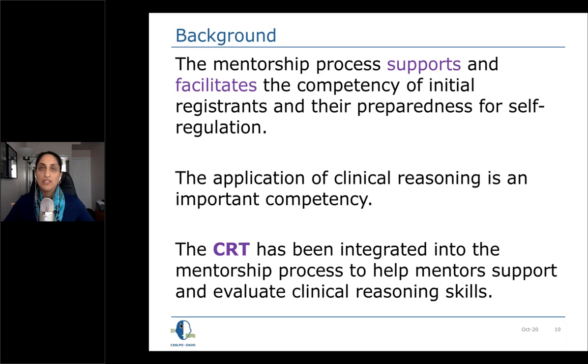We know that the application of clinical reasoning is an important competency. Up to this point, we haven't really been evaluating this competency, but now we have better tools to do so, such as our clinical reasoning tool. And this is why we've integrated the clinical reasoning tool into the mentorship process to help you as mentors support and evaluate clinical reasoning skills.